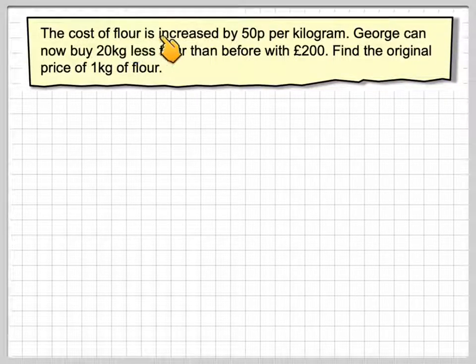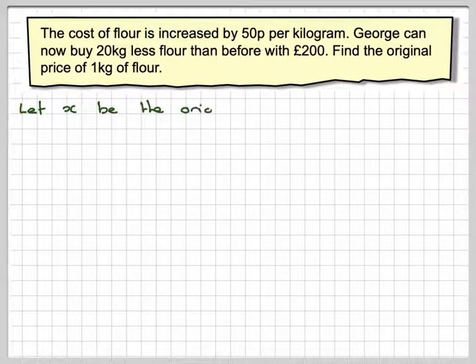The cost of flour is increased by 50p per kilogram. George can now buy 20 kilograms less flour than before with £200. Find the original price of 1 kilogram of flour.